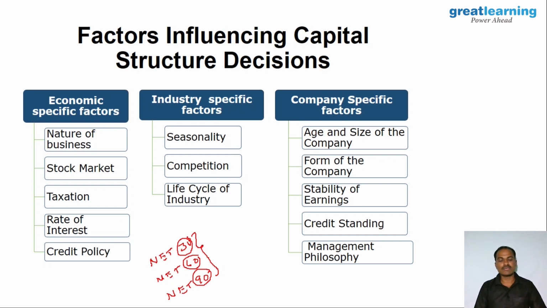Seasonality. What is seasonality? If the business is seasonal, for example, in the rainy season, they produce woollen blankets or whatever, for the winter season, they'll go for debt funds, because their business is seasonal. After the season, they won't be having any business, so they're very seasonal in nature. So they'll go for debt capital. They'll ignore equity capital.